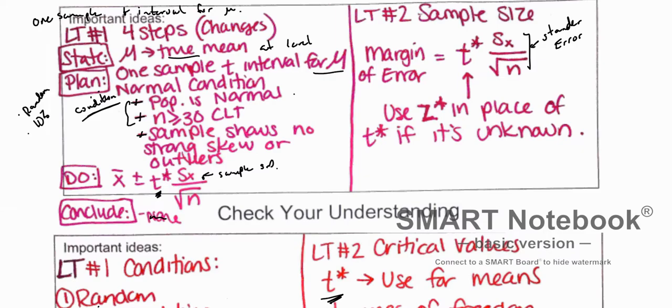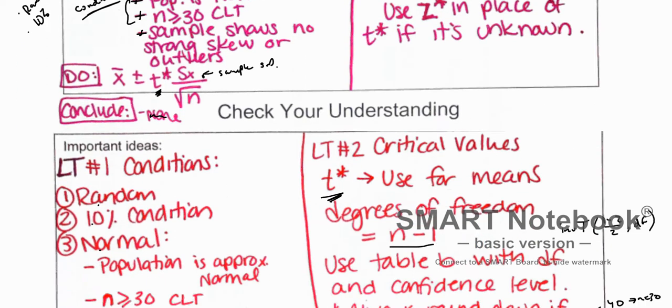Using this, we're going to start with our next video. Going through here real quick, once again, it's a 4-step process to find a one sample t interval. These are the notes, and we're going to go through using these notes in our next video.